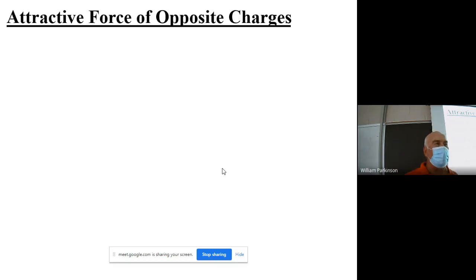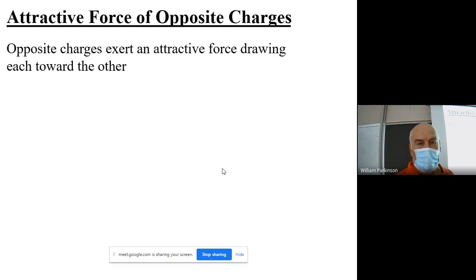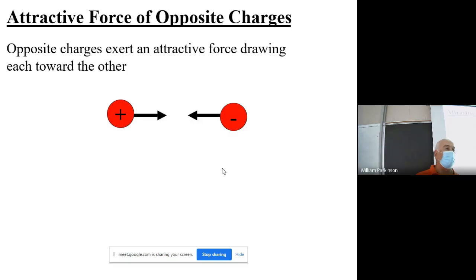Okay, so let's now do the same kind of thing that we did with pictures of the Earth and the Moon, but now let's do it with pictures of charge. Opposite charges exert attractive force on one another. Here I am showing you in red spheres two oppositely charged objects. Now they will act on one another just like the sun and the earth, or the earth and the moon, or you and the earth. They will exert attractive force on one another.